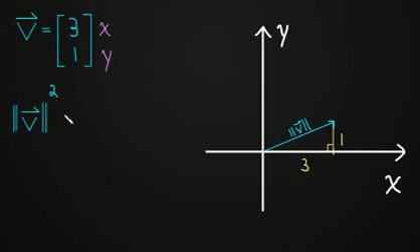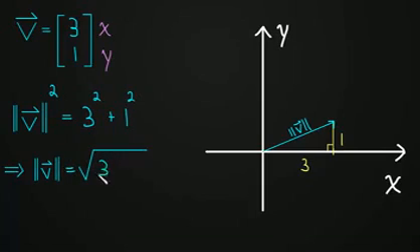And so we could just use the Pythagorean theorem. The length of v squared is equal to 3 squared, the base squared, plus the height squared. So 3 squared plus 1 squared. This is a direct application of the Pythagorean theorem. And so that implies, if we just take the square root of both sides, that the length of v is equal to the square root of 3 squared plus 1 squared, which simplifies to the square root of 10.